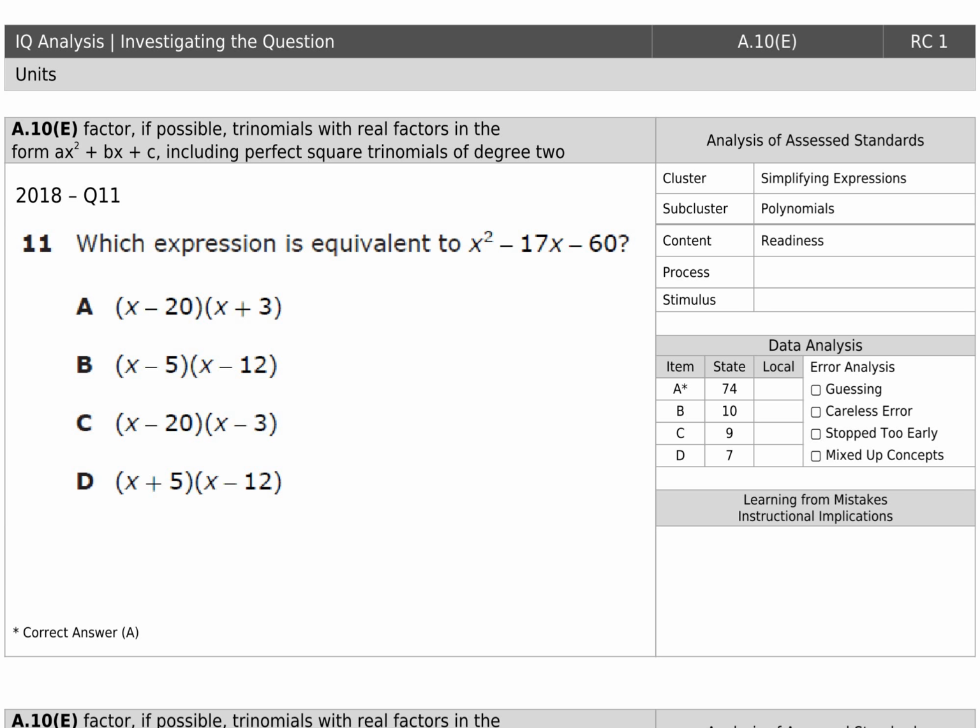Okay, getting ready for STAAR. We're on TEK A.10E, which is about factoring trinomials. Let's quickly review some vocabulary.